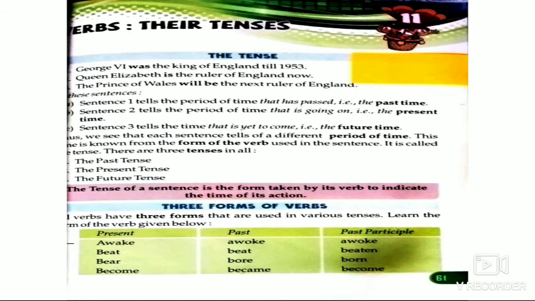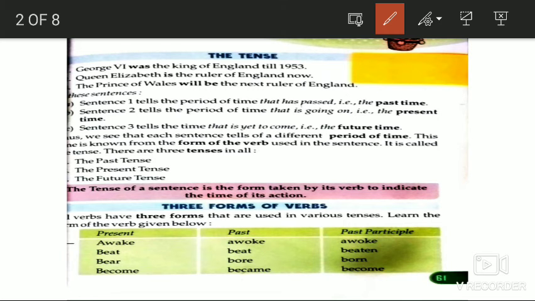Verbs, their tenses. What do you mean by a tense? The tense of a sentence is the form taken by its verb to indicate the time of its action. You can see it in the pink box here. The tense of a sentence is the form taken by its verb to indicate the time of its action.